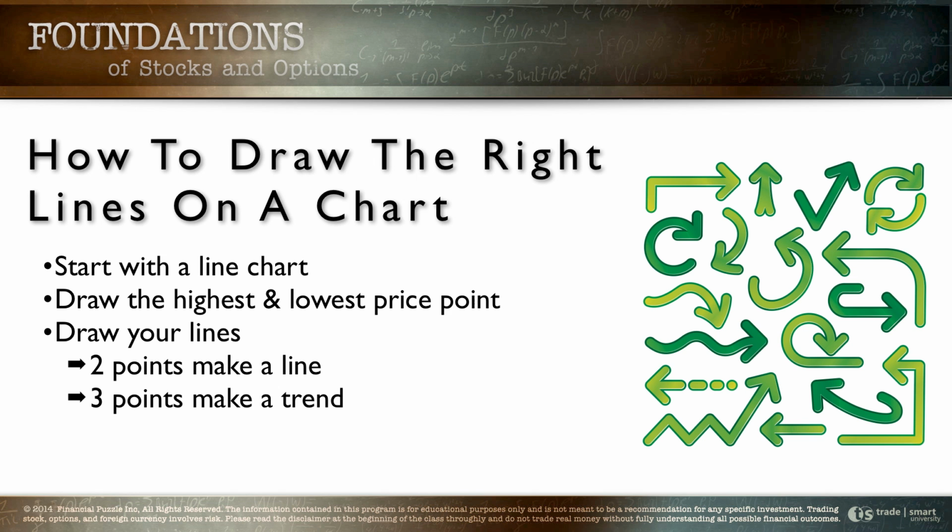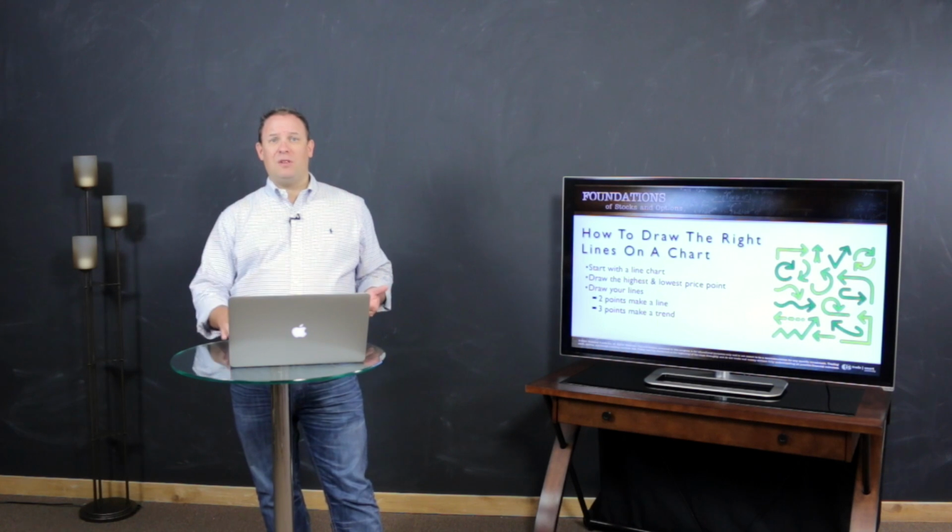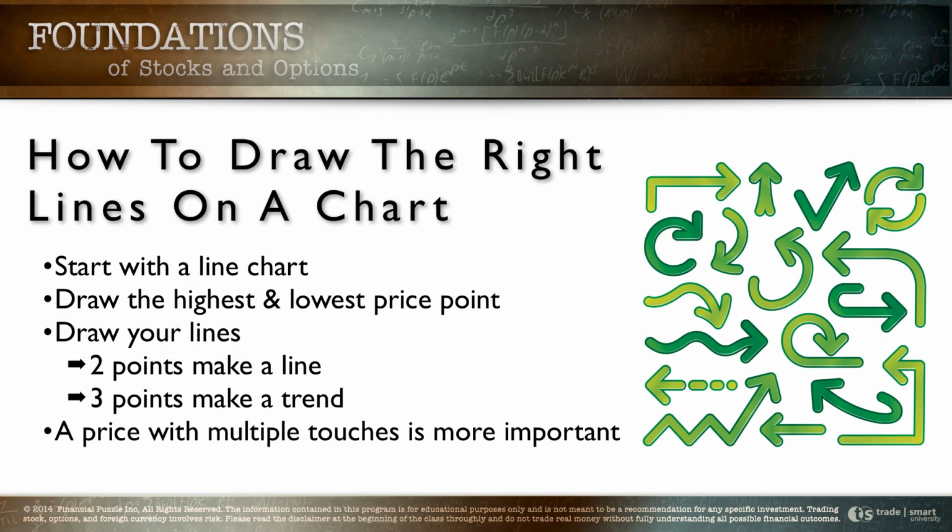And ideally, we're going to have 3 points or more. When we have 3 or more points, we start to have some trends in there, and it starts to be a more consistent turning point for that individual stock. Now, the next thing you want to do is look and try to identify any price point where the stock hits that price point and turns multiple times. The more times that a stock hits that point and turns, the more important that price is.